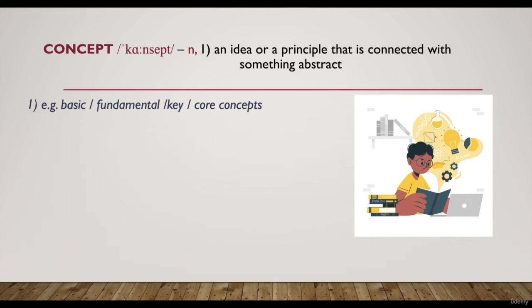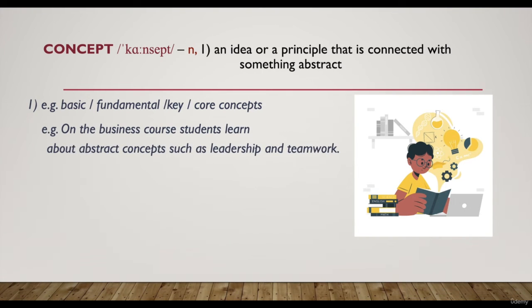Example, basic concepts or fundamental concepts or key concepts. It means the basic ideas about something abstract. Another example, on the business course, students learn about abstract concepts such as leadership and teamwork. So there's this business course, and students who are taking that course can learn basic ideas about leadership and teamwork. And leadership and teamwork are abstract ideas. They are not real things, real objects. And that is why we say we learn abstract ideas.